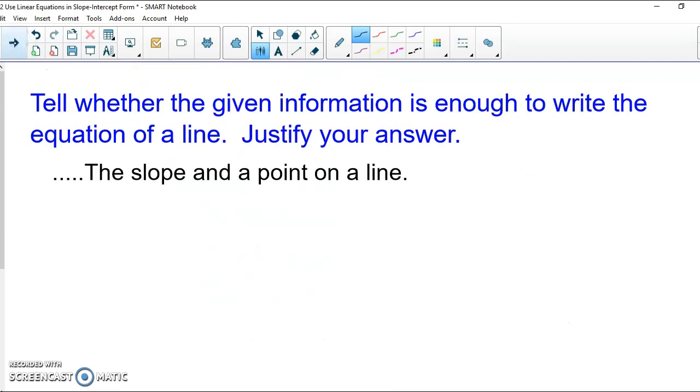Sometimes you'll be asked to tell whether the given information is enough to write the equation of a line, and we need to justify our answer, meaning we need to prove it, we need to give some reasons why. So let's say that we are given just the slope and a point on the line. Is this enough information for us to write an equation? Pause the video and take a second to come up with your answer.